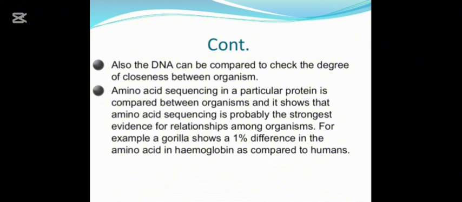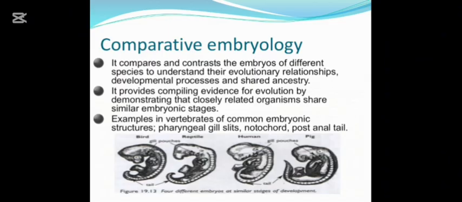Also, DNA can be compared to check the degree of closeness between organisms. Amino acid sequencing in a particular protein is compared between organisms, and it is probably the strongest evidence for evolutionary relationships among organisms. For example, a gorilla shows a 1% difference in the amino acids in hemoglobin as compared to humans.